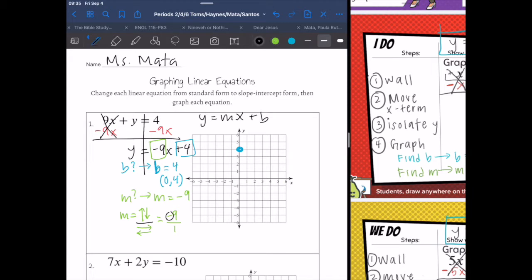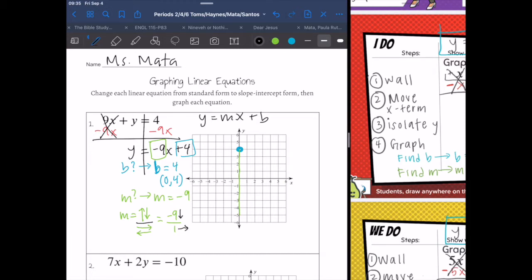So then when we do that, I see that I have a negative sign in my numerator. That means I will go down 9 spots. I go down 9 spaces. From my blue dot, we go negative 1, negative 2, negative 3, negative 4, negative 5, negative 6, negative 7, negative 8, negative 9.